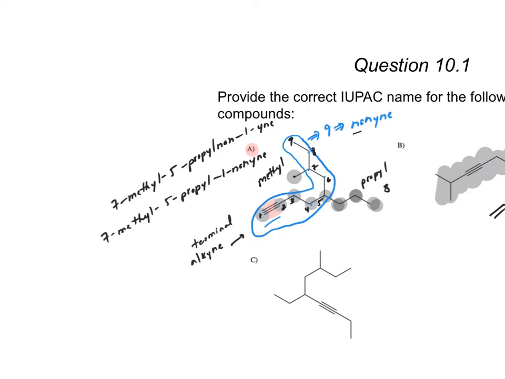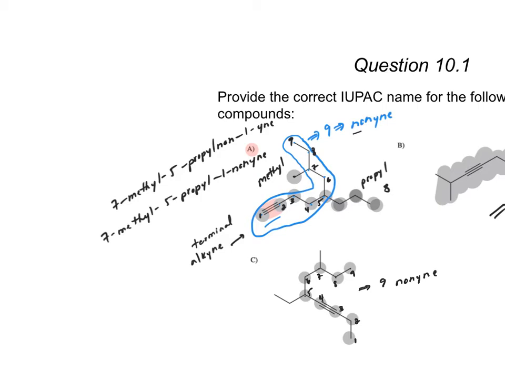All right, so number C, we have 1, 2, 3, 4, 5, 6, 7, 8, 9. I think that's the longest chain that we're going to find here. So again, this guy's also non-yne. Again, we want to number this so that the carbon-carbon triple bond gets the lowest number possible. If we start over here, that'll give it 3 as opposed to 6 on the other side. So we'll start at the bottom. This is 4, 5, 6, 7, 8, 9.